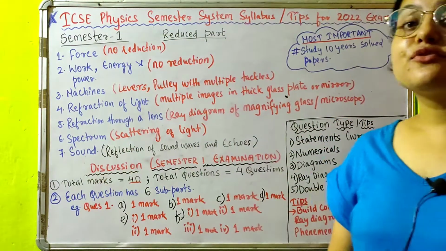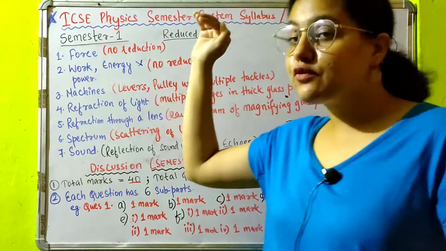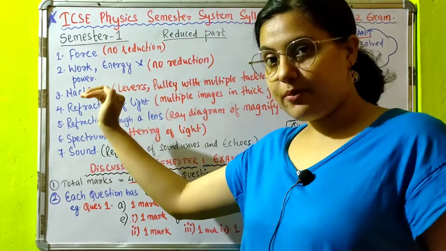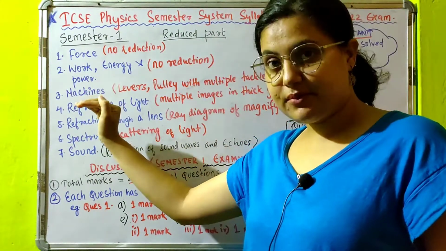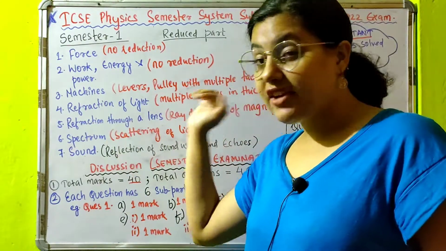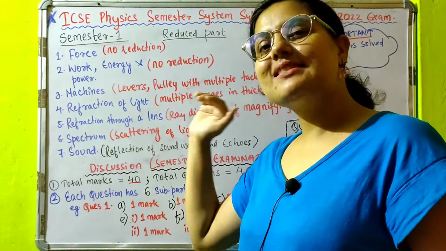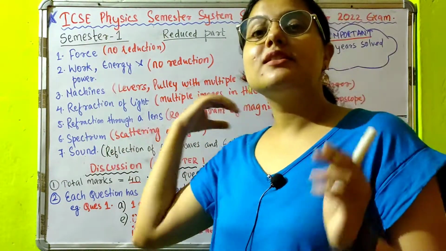Moving on to the syllabus for the first sem. We are having 7 chapters: first, force; second, work, energy and power; third chapter, machines; fourth is refraction of light; fifth is refraction through a lens; sixth is spectrum; seventh is sound. We are having altogether 7 chapters.